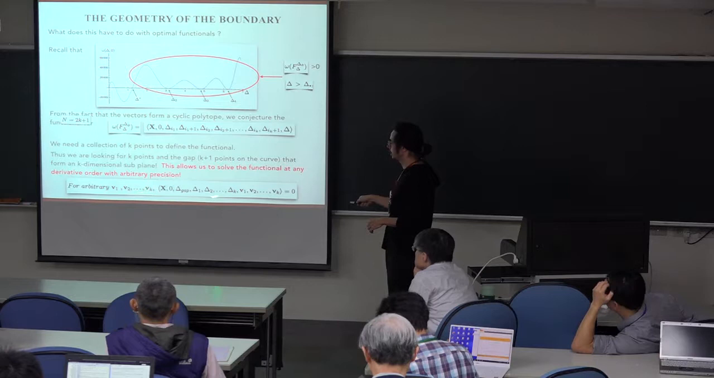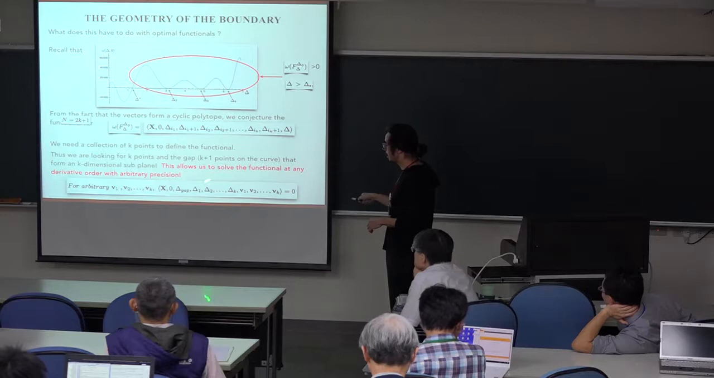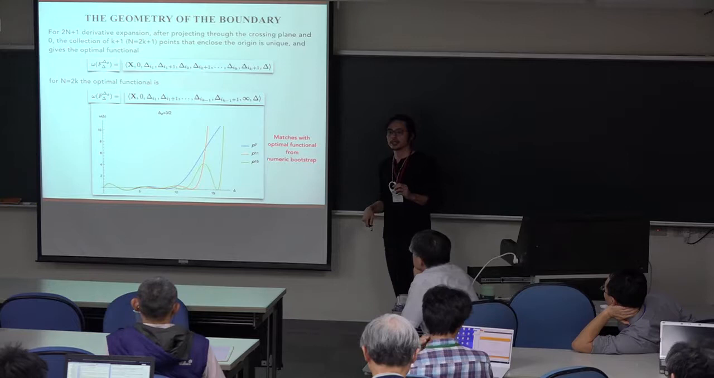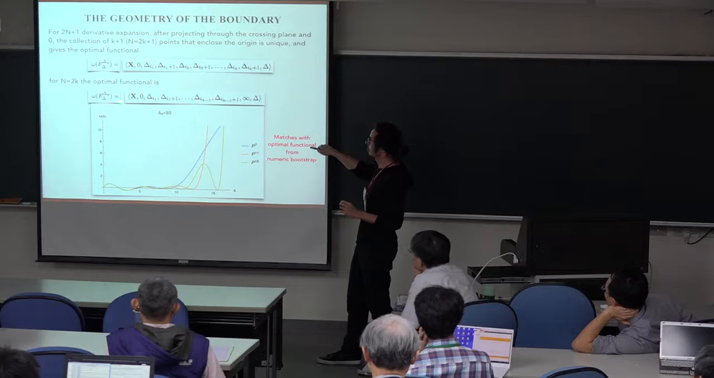So you can use this to solve for what delta 1, delta n is, and to solve for what these are. And it turns out that indeed this is exactly what the computer is giving us. Okay, so basically we start with this ansatz for the functional, and there's a difference between whether n is odd or n is even.